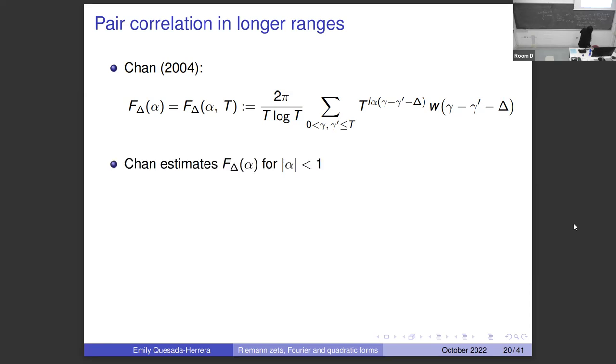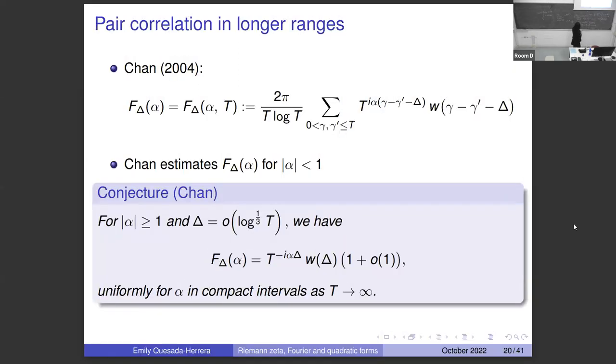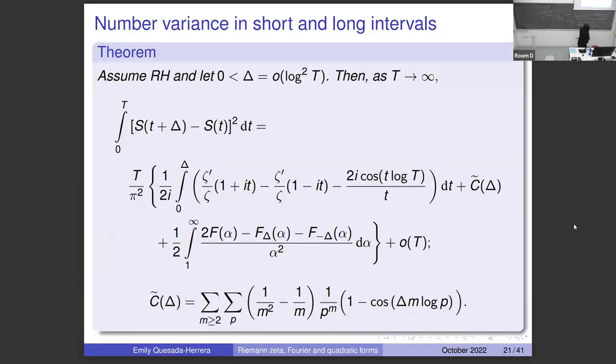Using this tool, Chan also obtains a formula when alpha is small, and similarly to Montgomery, he conjectures the behavior when alpha is large. This is like a strong version of Montgomery's pair correlation conjecture. Using this tool, we were able to obtain a formula for the number variance when the shift is much larger, of the order of log squared of T. For this second term, we need to use this function F delta, apart from Montgomery's function F. The takeaway is that we really need this different tool to obtain a formula that works uniformly for both small delta and big delta, because we expect different behavior in the two ranges.